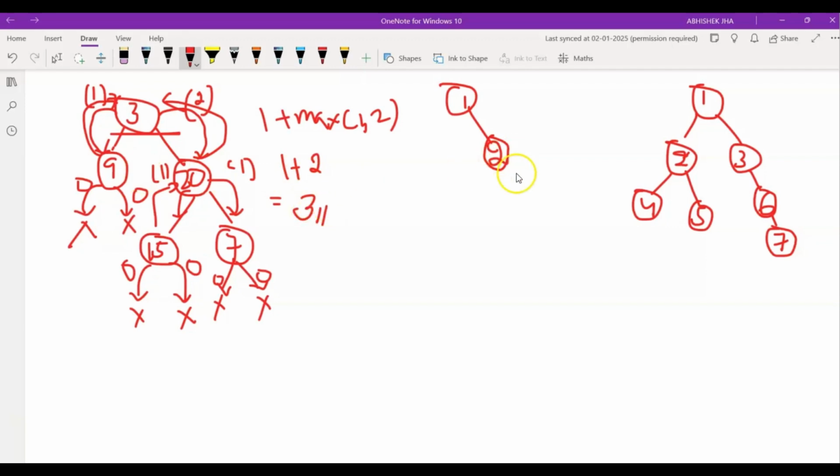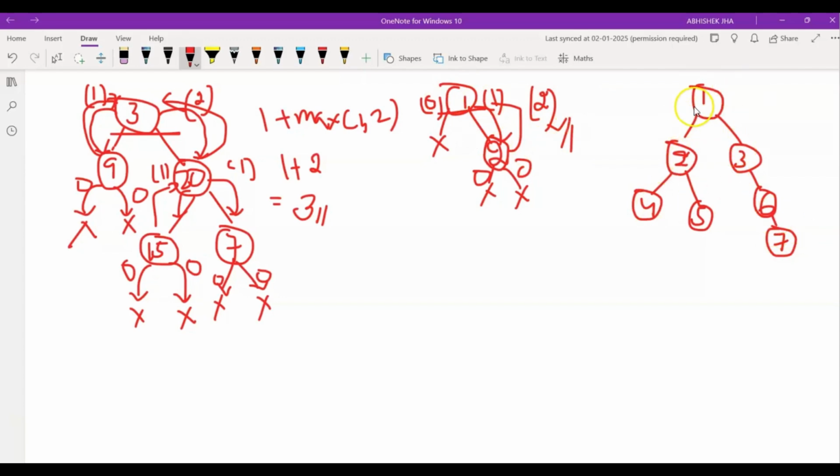So let's quickly go through these two examples as well. 1 gives a left recursive call and right recursive call. The left recursive call is null, so it would return 0. And when it gives a right recursive call to 2, it again gives a left recursive call and right recursive call. They both return 0 and 2 returns 1 as the right recursive answer. So for this given one, the maximum depth would be 1 plus max of 0 comma 1, that is 2. So for this example, 2 would be the max depth of the binary tree.